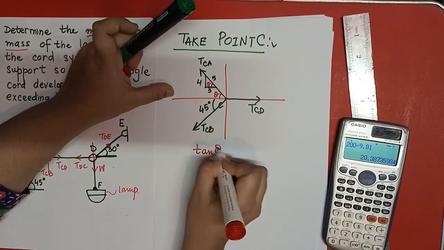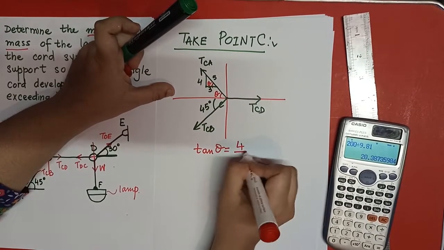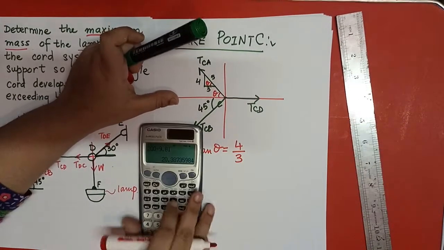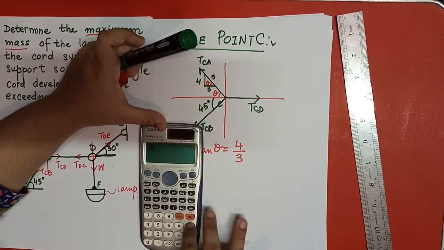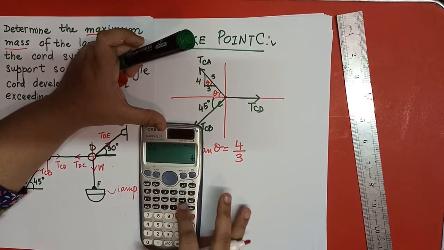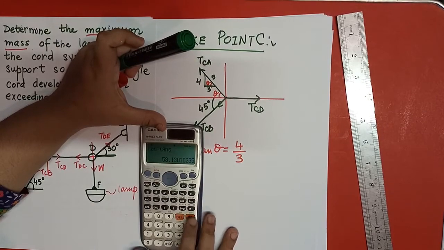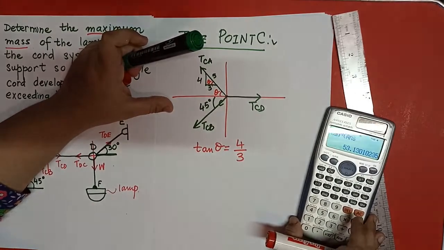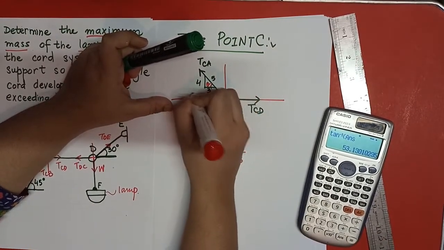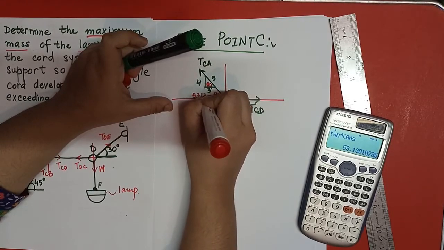Tan theta equals perpendicular upon base. We have already discussed how to calculate it. So we write 4 divided by 3 and apply tan inverse on it. This comes out to be 53.13 degrees.